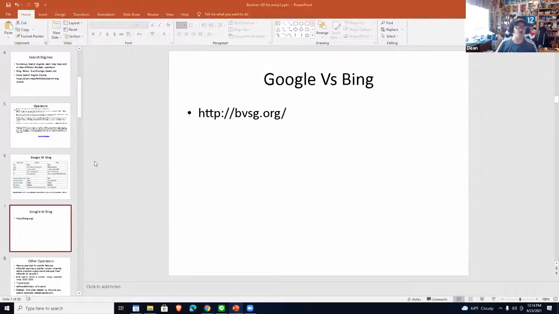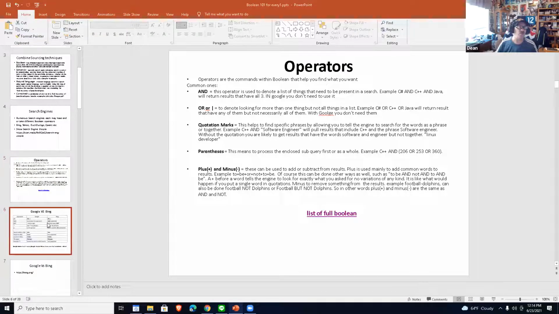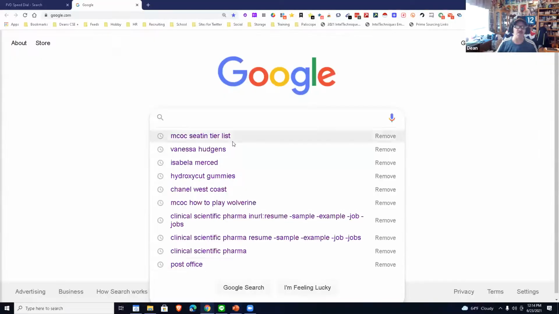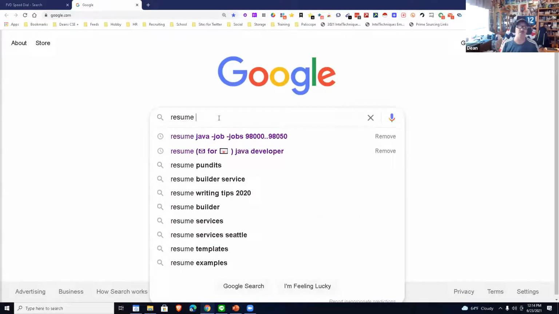So we've already gone over some of these different types of operators. So what we want to do now is just create a very simple string, using AND, OR, the quotes, the parentheses, and then the minus. So let's think about this for a minute. We obviously would like to see resumes. So let's just put resume.